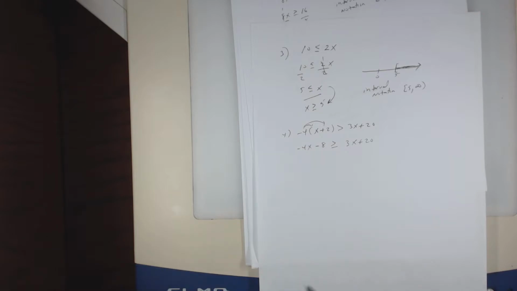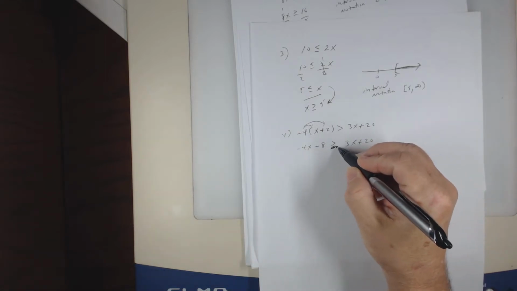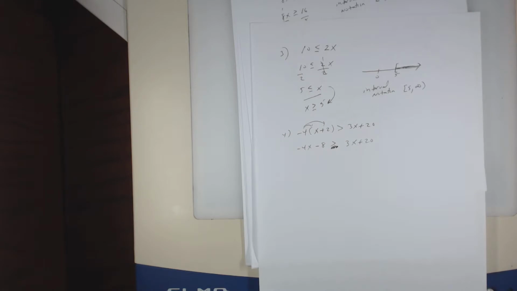So if this were an equation, these are linear inequalities, excuse me, but if this were an equation, what would be the next step? Bring variables to one side, constants to the other, correct? I made a mistake, so it's just greater than. All right, if this were an equation, how would you solve this?